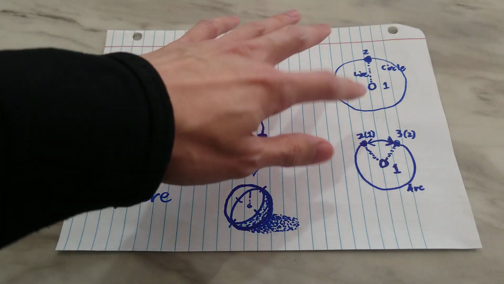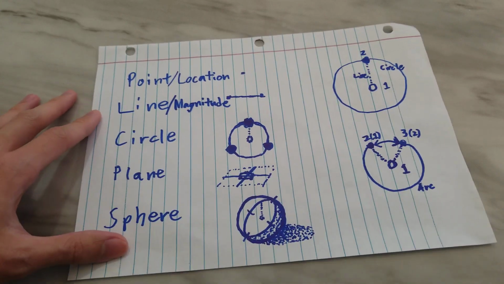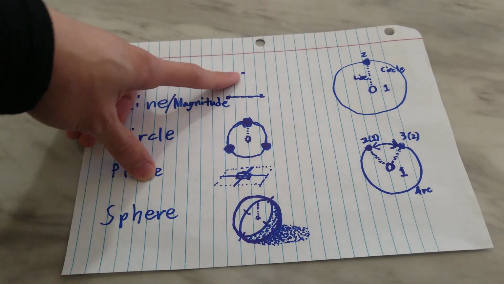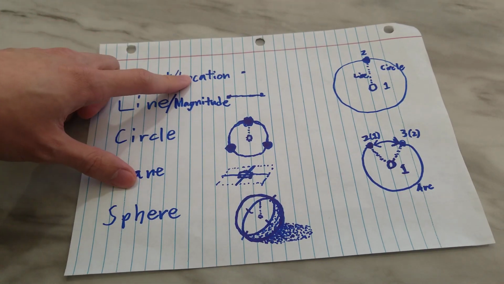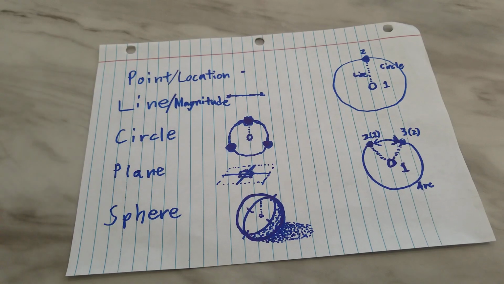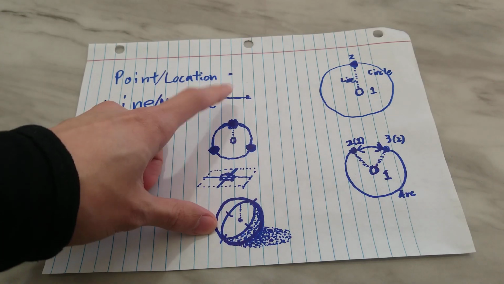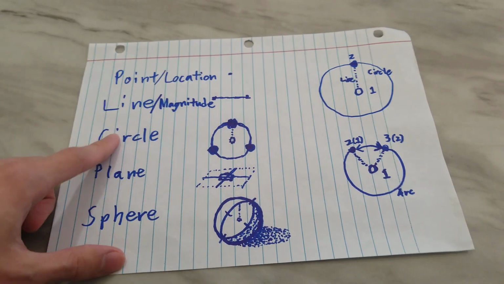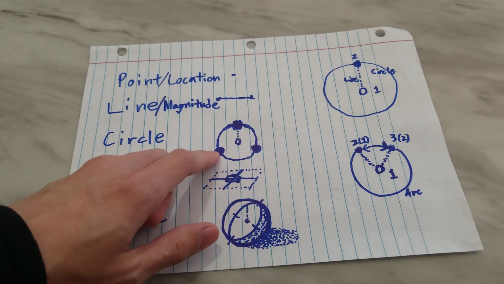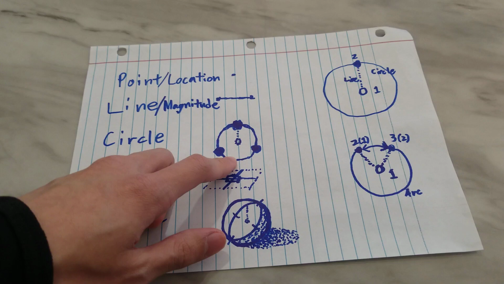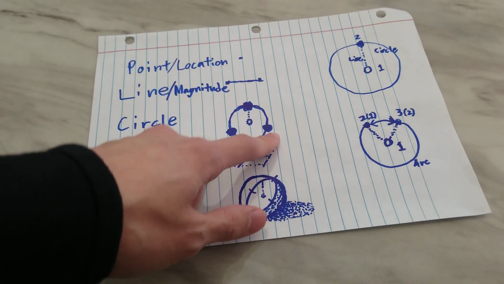This video is mostly going to be about this part of the page, but let's begin with point or location. So there's a point here for representation of the location. Here's line or magnitude. The magnitude is the path between point to point. Circle has 3 points upon itself. The plane is derived from the circle, which itself has 3 points.